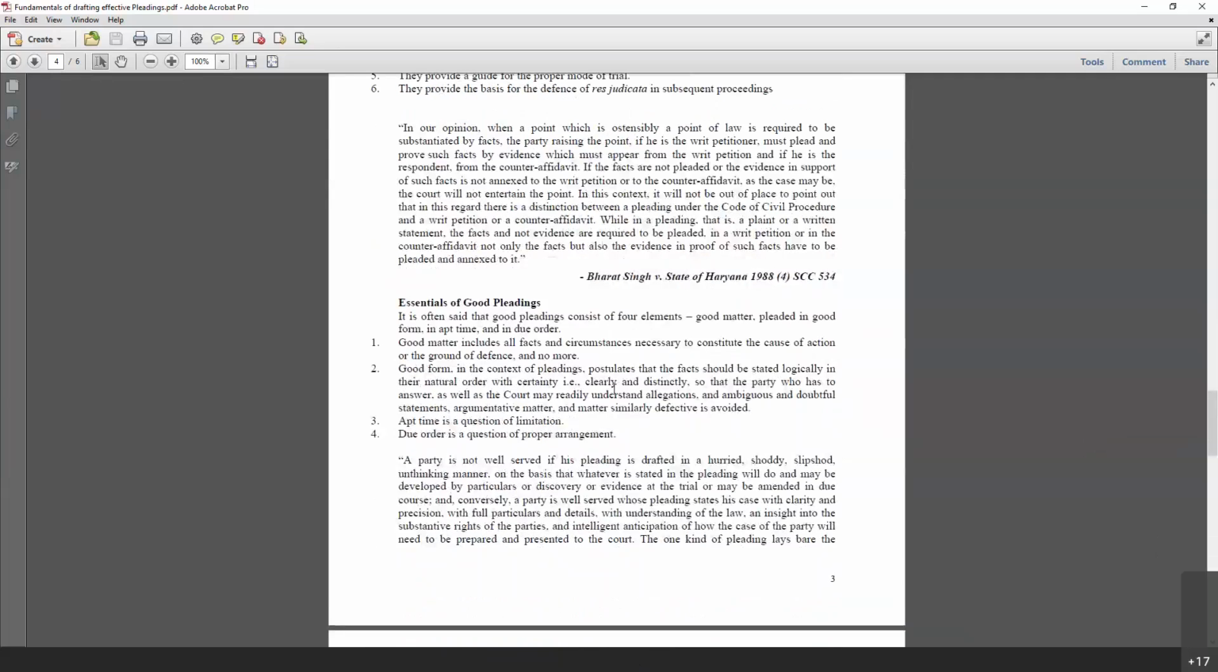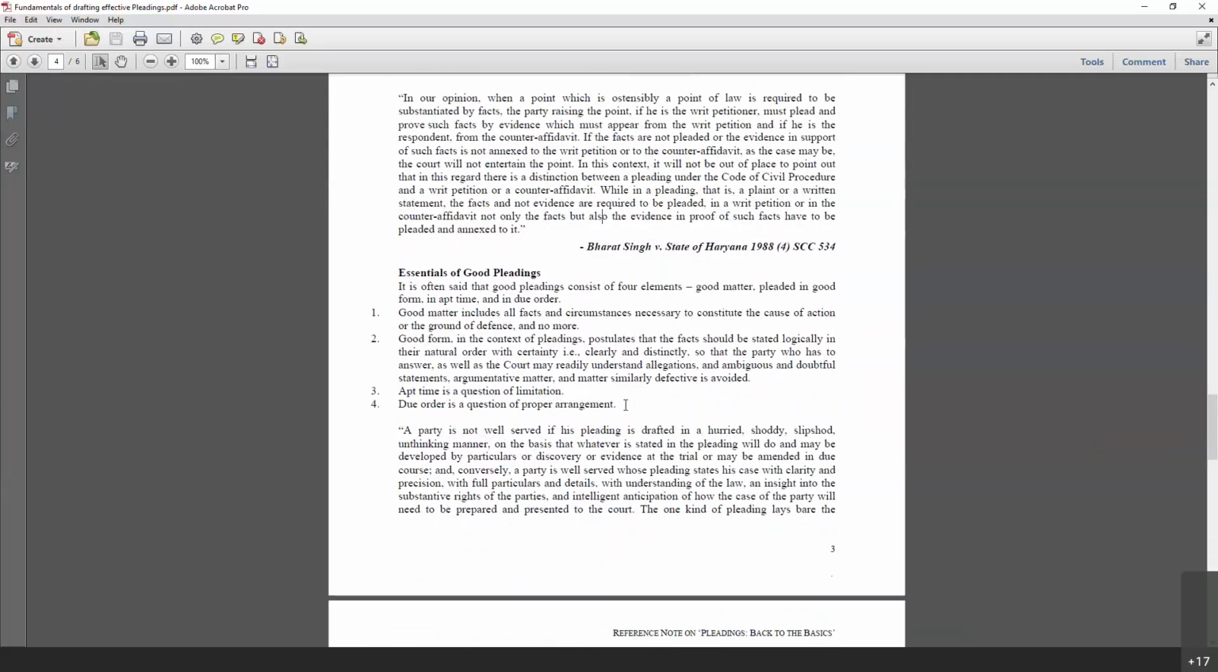Now, again, coming back to the essentials of good drafting in the specific context of a pleading in court. You are required to establish that there is good matter, pleaded in good form, in apt time, and in due order. Good matter in this context would mean all facts and circumstances necessary to constitute the cause of action. Good form means that the pleading should be a logical statement of your case. It should be concise, clear, and not ambiguous or vague in any manner.